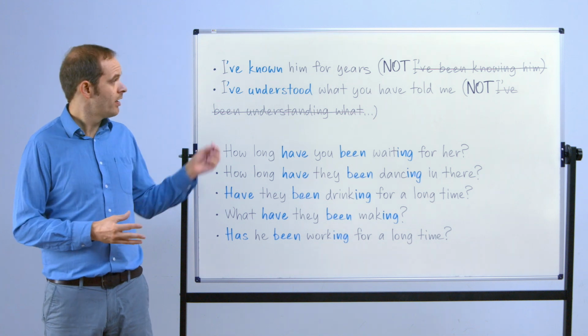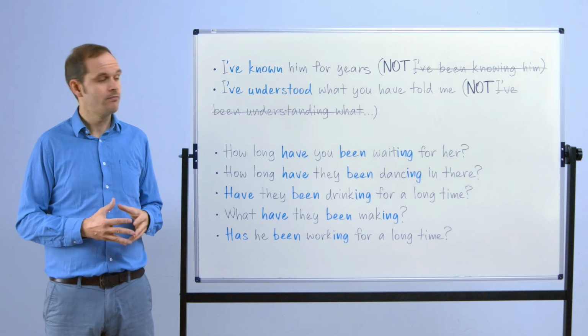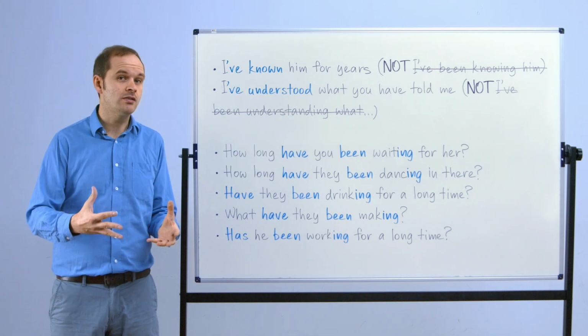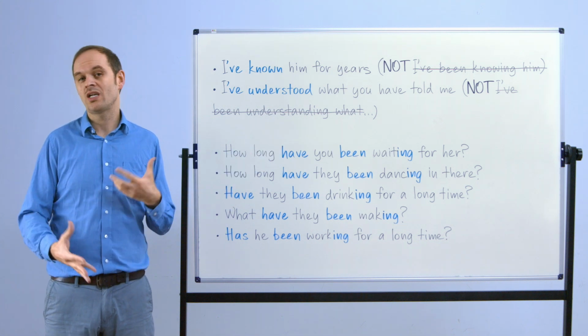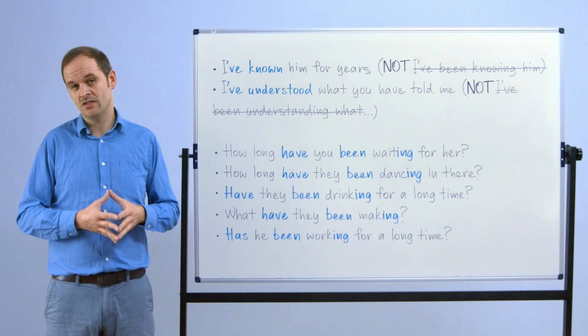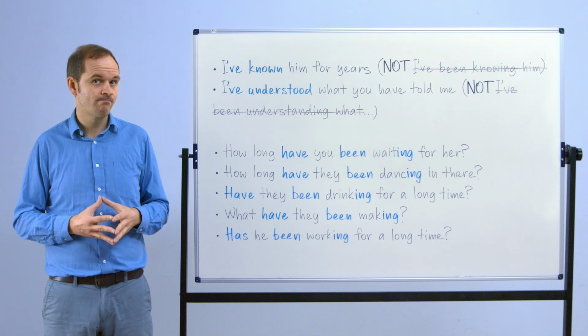In the same way, I've understood what you've told me, not I've been understanding what you've told me, for the same reason. Understand is a state verb, so we can't use a continuous form, and therefore we can't use the present perfect continuous with these verbs.